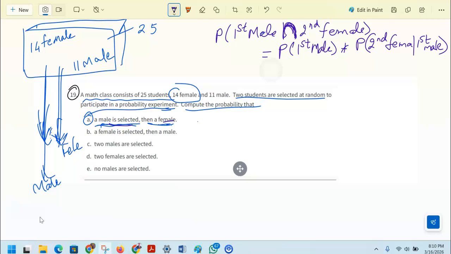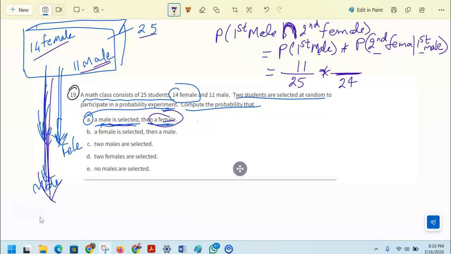Now, the first one is male. Since there are 25 students, out of 25 you are picking one student who is a male. There are 11 males here, so 11 out of 25. And then since the first one is already male, out of 25 one student is already male, that means there are 24 remaining. And you want to know the second one is female. So how many females are there? It is 14. So just use the calculator.